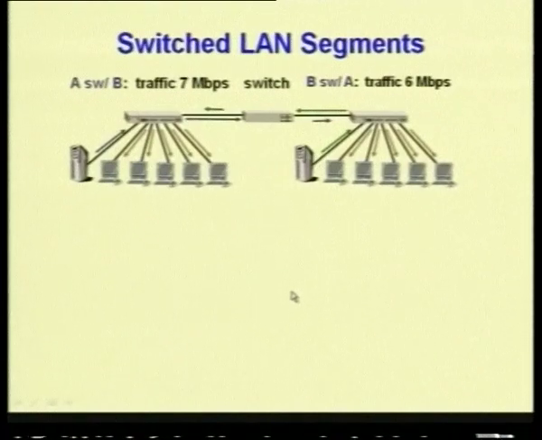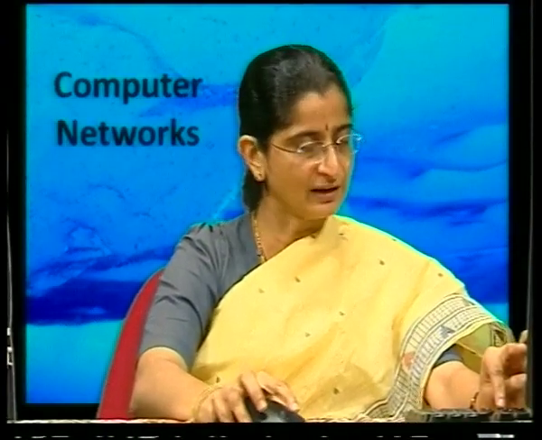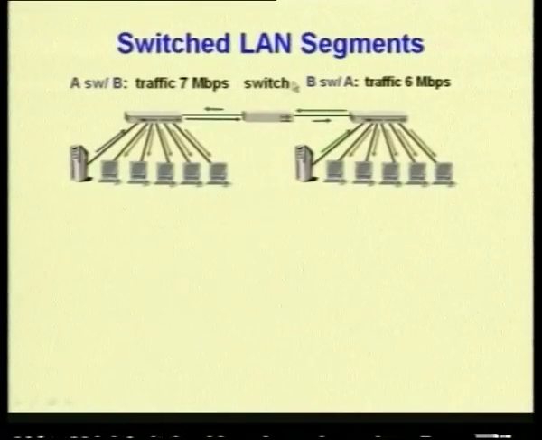Now let us use a switched LAN, a LAN switch, to connect these two. As we talk about a switched LAN segment, I have LAN A here, which is a switched LAN, and I have LAN B here, which is a switched LAN. I connect them up using a switch. Now what happens in this case is that this will still get its complete 7 megabit per second traffic which it can use, and this will use a 6 megabit per second traffic, and both will be on two different collision domains. So the traffic over here will not affect the traffic over there, and the traffic here will not affect the traffic over here. So you are able to extend and use the complete bandwidth effectively. That is the advantage of using a switch.